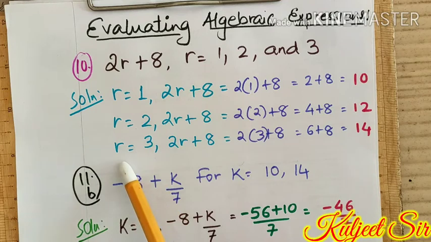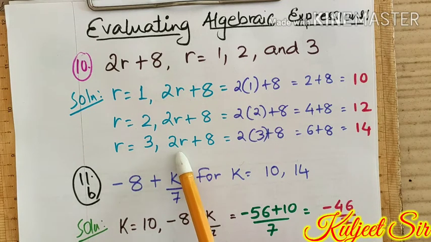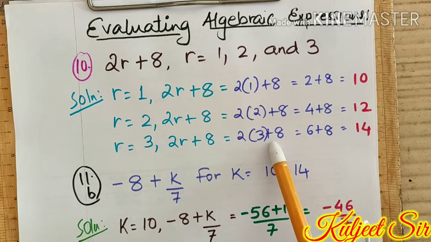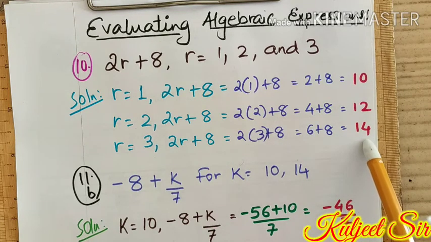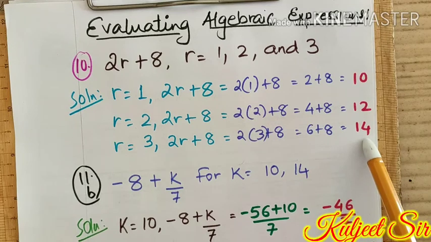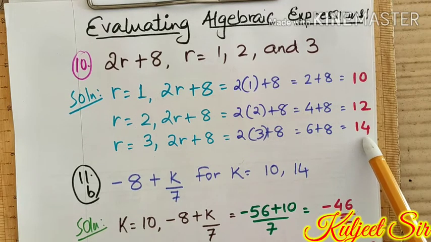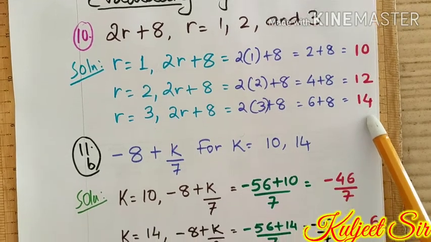Now we will take the value of r as 3. Again the same expression, 2r plus 8. In place of r I have put a 3, and 3 twos are 6, and 6 plus 8 will give me 14. So in short, when we talk about evaluating algebraic expressions, we have to find the value of the expression by substituting the variables with their numeric values. With the numerical values, if you do it, you will get your answer.